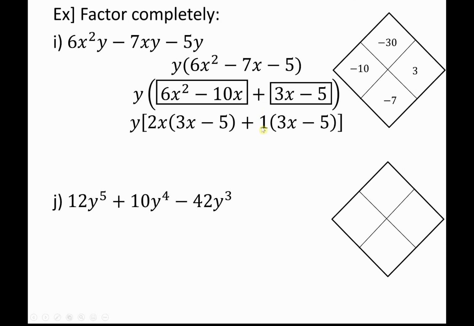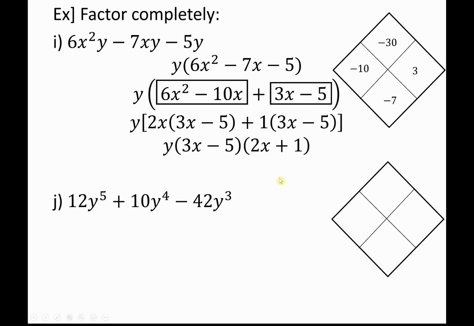Because once you take out that 3x minus 5 into the front, you want to make sure that there's something left behind. So you represent the other binomial factor that's left as 2x plus 1, not 2x plus nothing or 2x by itself. That would be incorrect, okay? This is what you want for your final answer for example I.